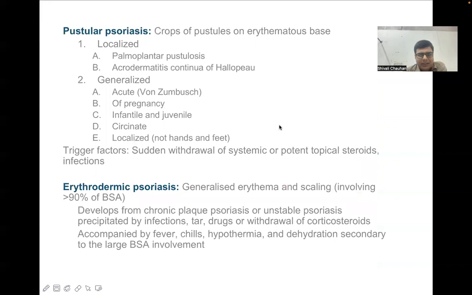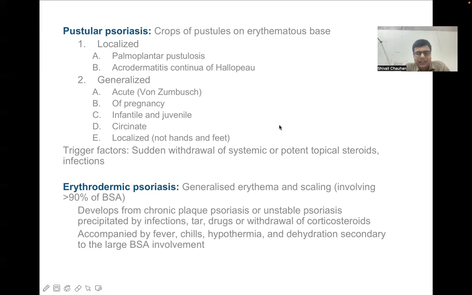Now we will be seeing pustular psoriasis. Crops of pustules on an erythematous base. Pustular psoriasis can be divided into localized and generalized. In localized psoriasis, there is palmoplantar pustulosis and acrodermatitis continua of Hallopeau. In generalized psoriasis, they are of 5 types: acute or von Zumbusch, generalized pustular psoriasis of pregnancy, infantile and juvenile, circinate, and localized. Triggering factors are sudden withdrawal of systemic or potent topical steroids and infections.